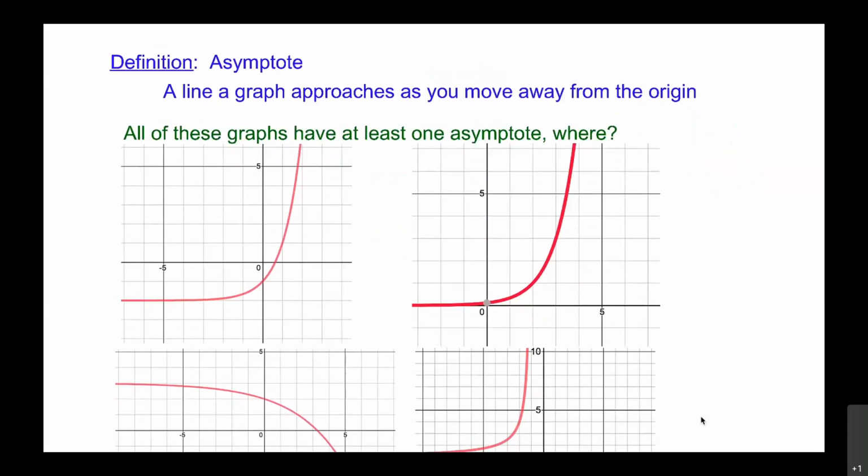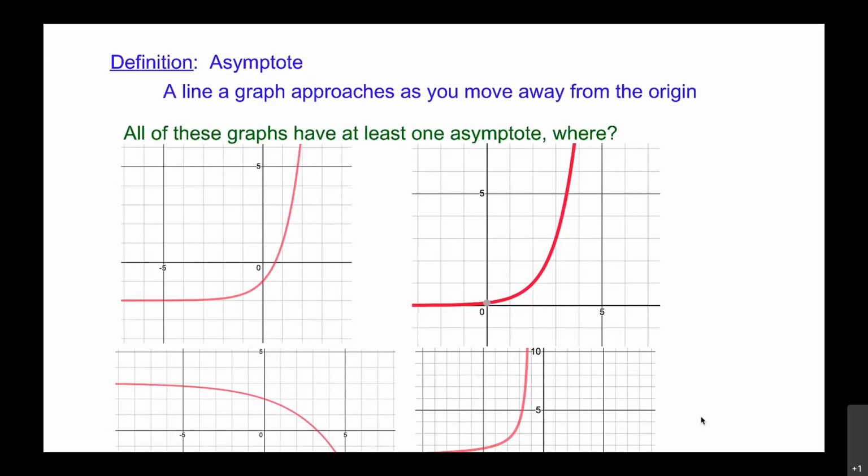Okay, and an asymptote, you can see by the definition, is a line that a graph approaches as you move away from the origin. Okay, keyword there is approaches. It will never actually quite get there. It just keeps getting closer and closer and closer, but never quite gets there. Okay. Here's the example that I gave to some of the other classes to give you an idea what an asymptote is.